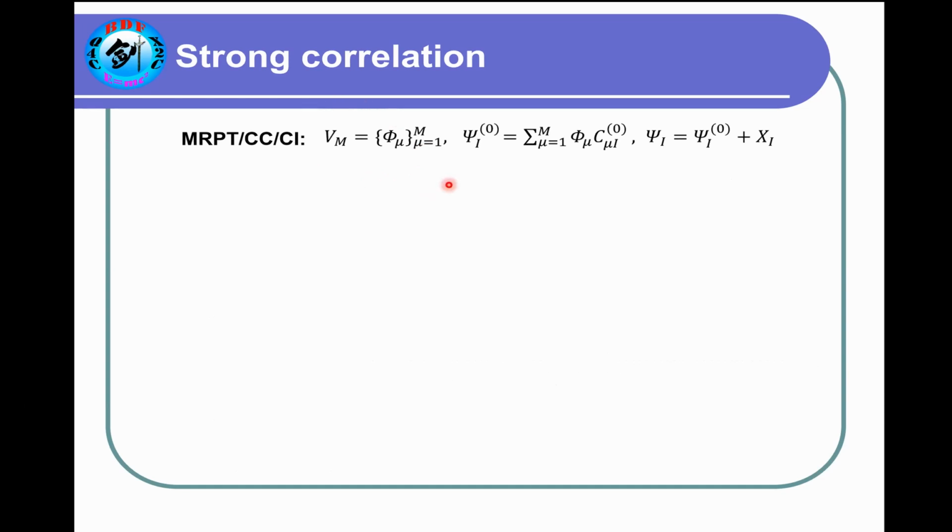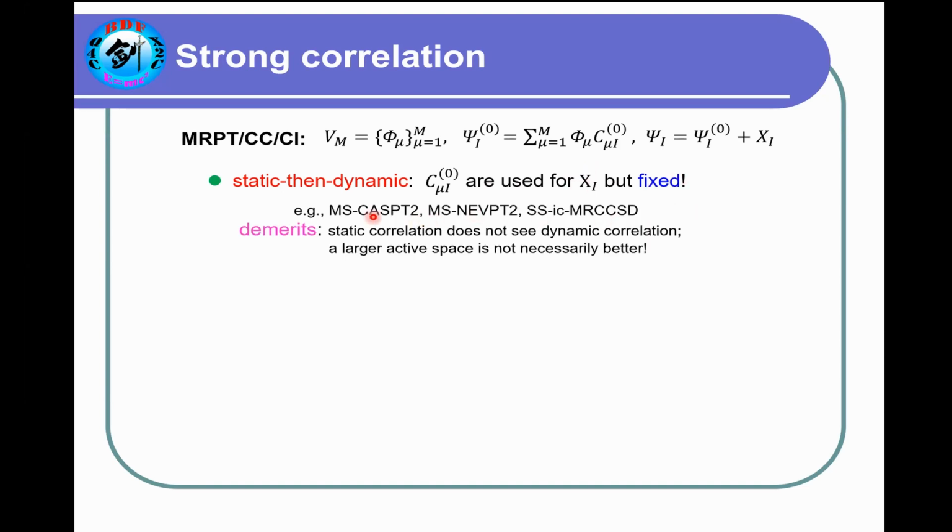Actually, the multiple reference method just picks a number of determinants or configuration functions and diagonalizes the Hamiltonian to get a zeroth order wave function. And this zeroth order wave function already describes static correlation. And the remaining part of the wave function describes dynamic correlation. Then according to when static and dynamic correlation are treated, we can classify all of the wave function-based methods into 3 families. The first family of methods treats static correlation first, then dynamic correlation. Here, the zeroth order coefficients are used to construct the dynamic correlation, but fixed. Good examples are iCIPT2 and NEVPT2, which all belong to this family.